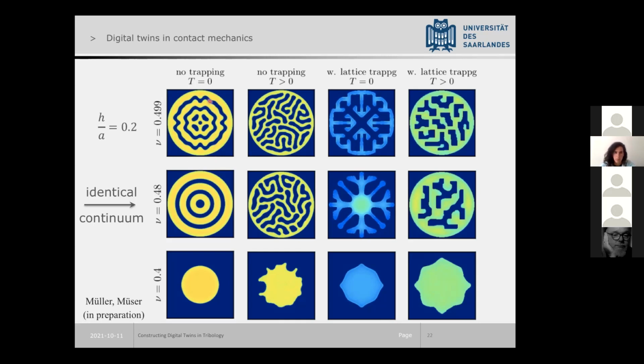I don't remember. Now, when we switch on a little bit of temperature, and this temperature is tiny, roughly in the Kelvin regime, we see a very big symmetry breaking. All of a sudden, these nice patterns break up and start to make these shapes. And if we take out the temperature again, but induce lattice trapping, we see a much greater violation of circular symmetry. So it really matters how we truncate continuum mechanics, which I believe is an important message to know.